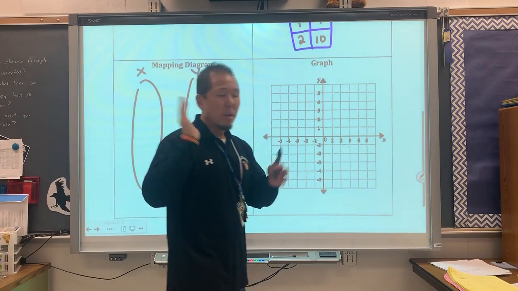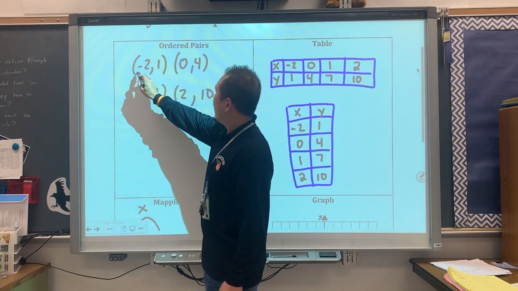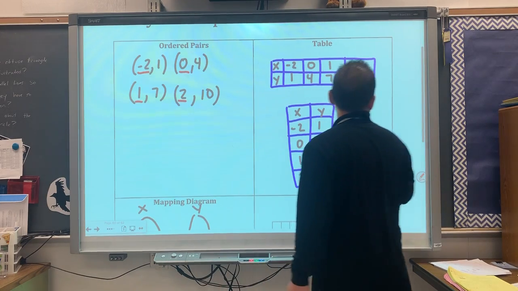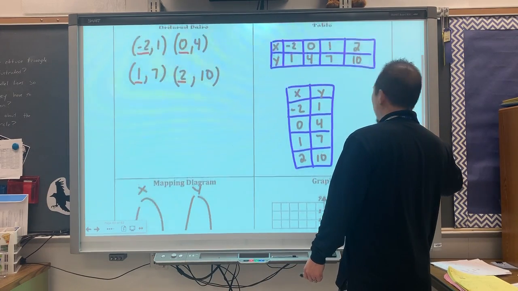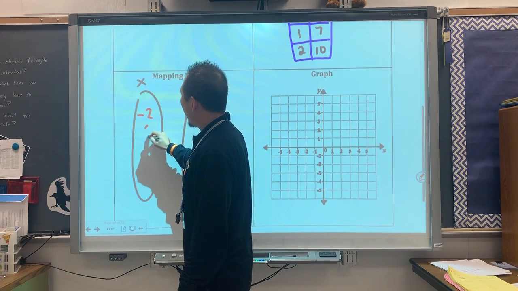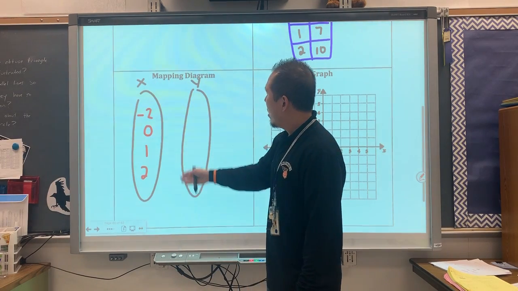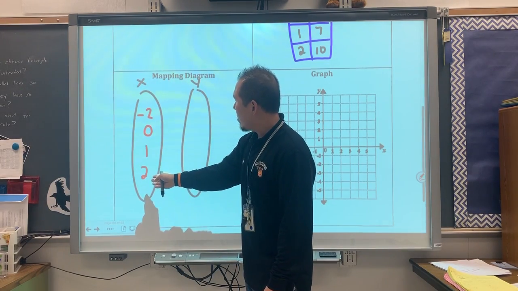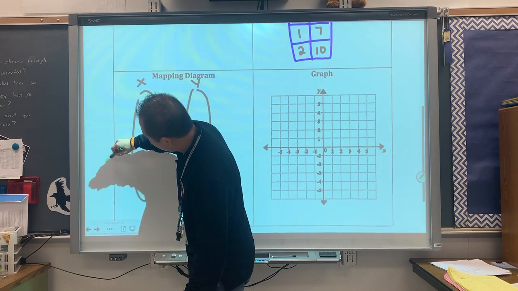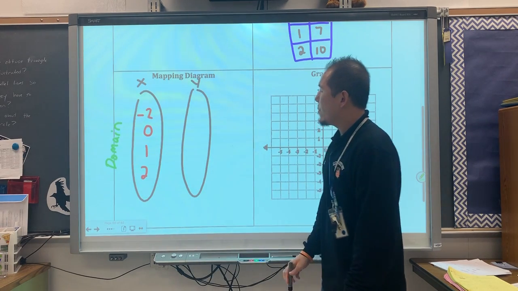I'm going to use some color here so you can kind of see. I'll go back and forth. So let's take all of our x values. Notice our x values are -2, 0, 1, and 2. And I'm going to put them in this mapping diagram. -2, 0, 1, and 2. So all my inputs, remember that word, or domain, is going to be here. So again, remember this is the domain, so I'll label this as the domain. Right, that's the domain.